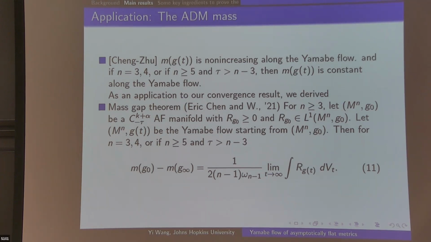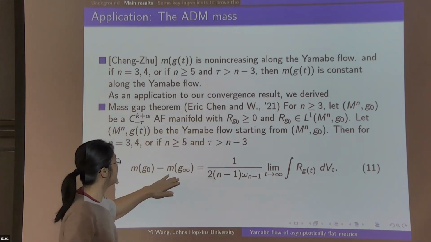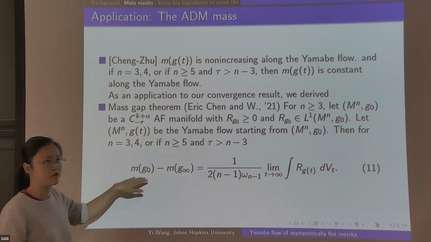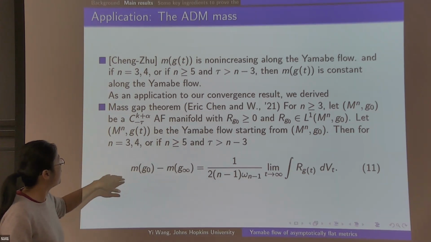So there are some applications towards the direction of understanding ADM mass along the flow. And as I mentioned earlier, it was known that under the flow of both Yamabe and Ricci flow, the ADM mass is preserved constant. And after proving the convergence result, we could actually give the following so-called gap formula about the mass.